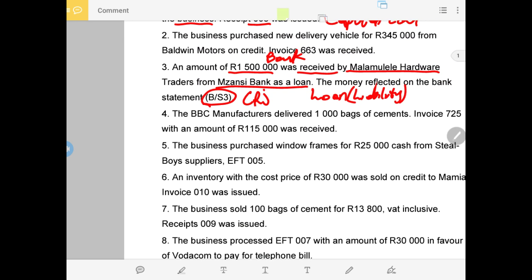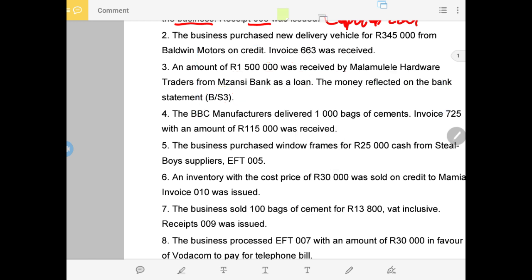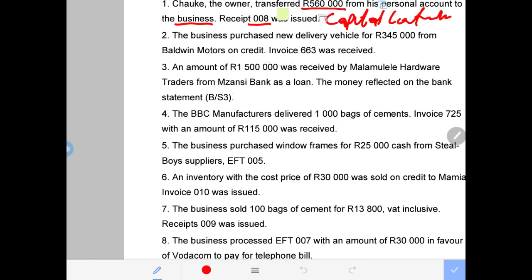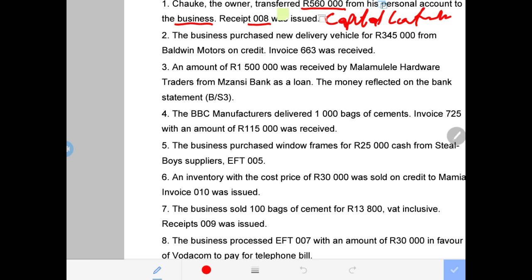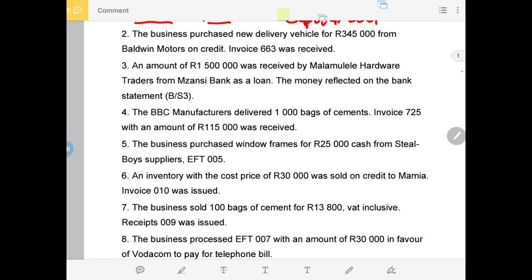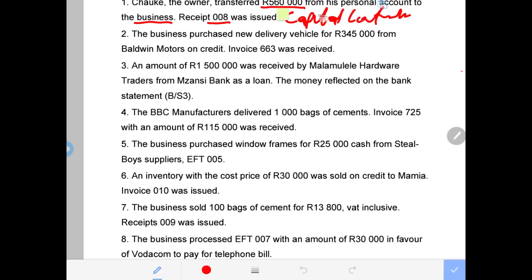Now we are almost left with 12 transactions to finish all these transactions. Number 4 says the BPC manufacturers delivered 1,000 bags of cement. Invoice 725 with an amount of 115,000 was received.